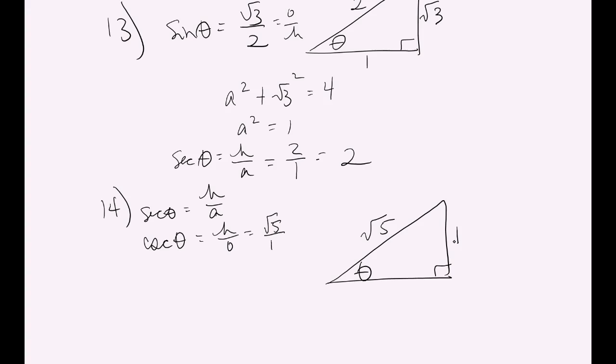I'm going to solve this out. So 1 squared plus b squared equals 5. So I'm getting a 2. Anybody else getting 2? That looks like that would work. So I need H over A. And the H is the square root of 5. The adjacent is 2. So that would be my answer there.